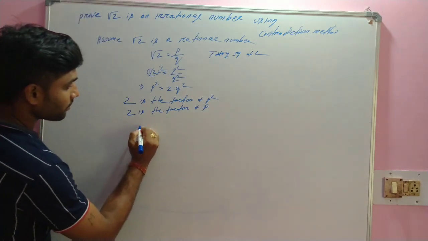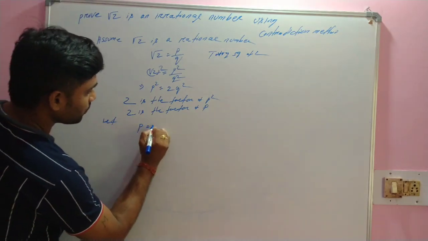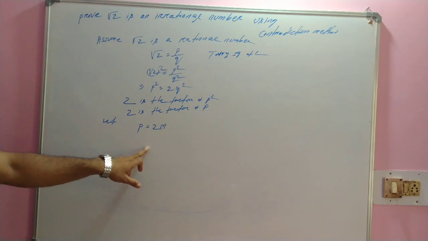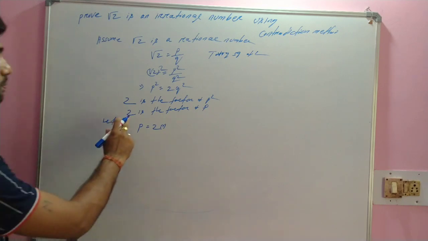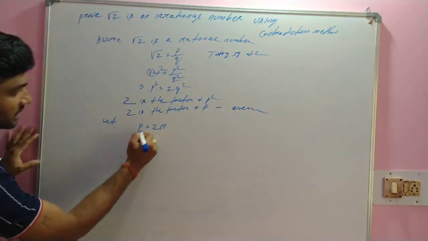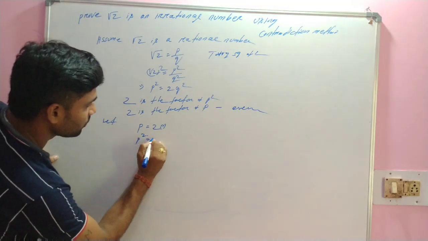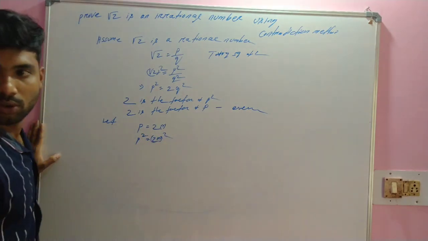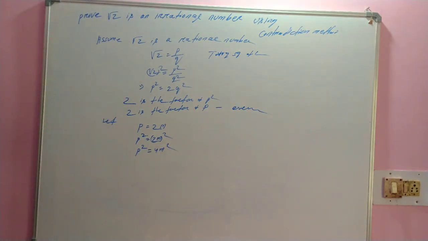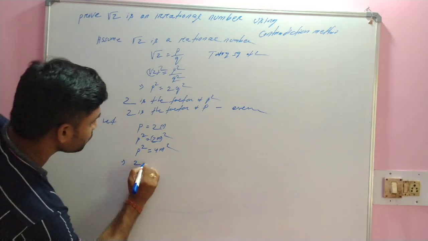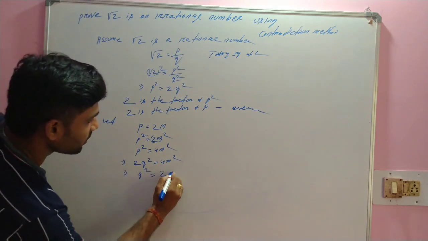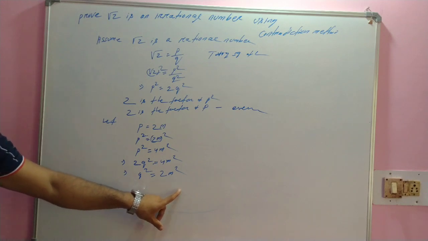It may be written as, suppose, let p equal to 2m. A factor of p means it's an even number. Take the square of both sides. p square equals 2m whole square. So p square equals 4m square. That means 2q square equals 4m square. So q square equals 2m square.